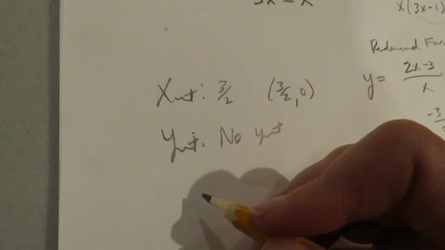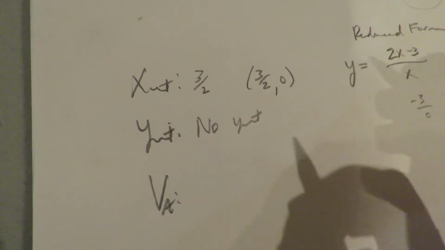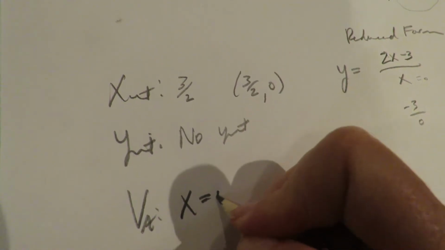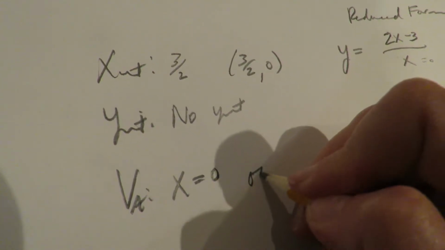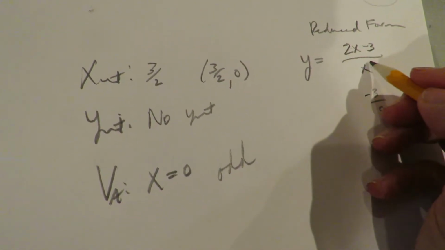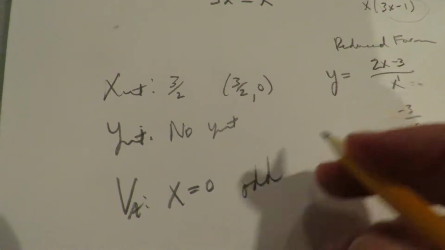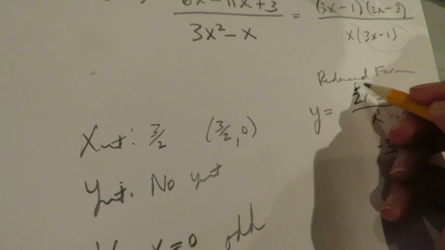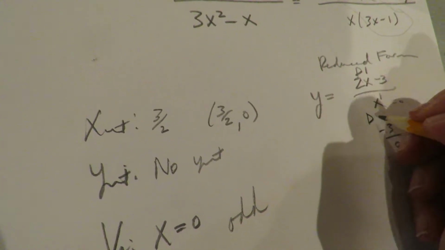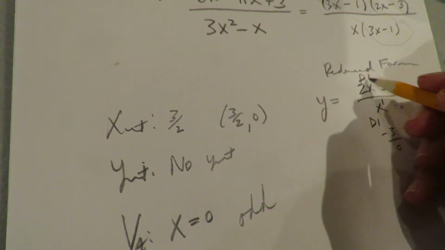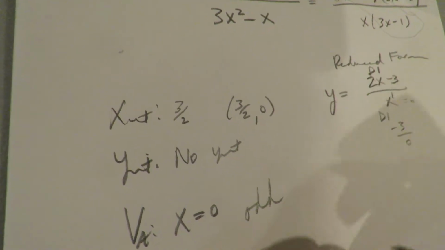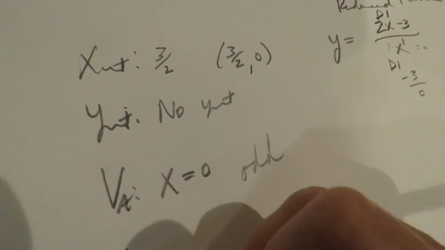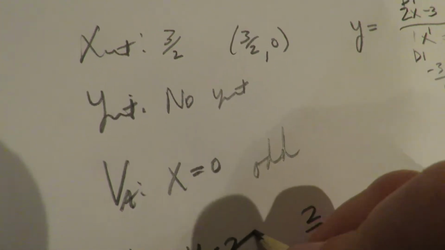Alright, what do I ask you guys next? VA. So the VA is when the denominator equals 0, so that would be when x is equal to 0. And that's odd, so it's going to go in opposite directions because it's first degree. Then HA, you look at the degree, so this is degree 1 over degree 1. So you're going to do the ratio of the coefficients. The coefficients are 2 over 1, so that means you're going to get y is equal to 2.